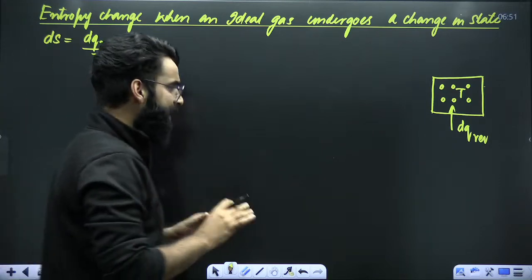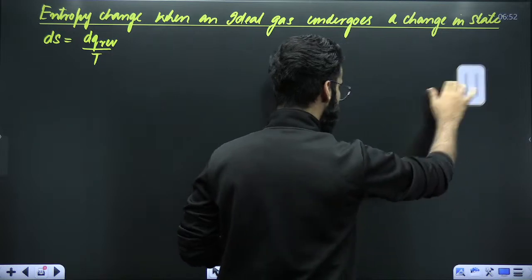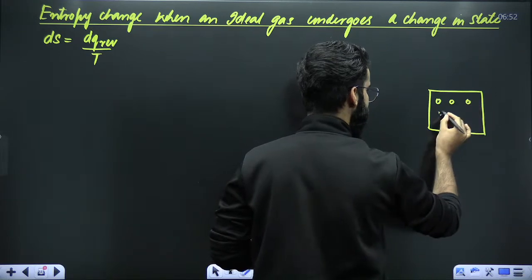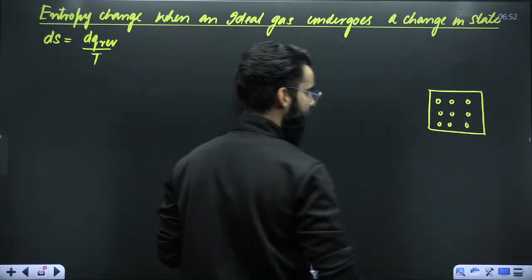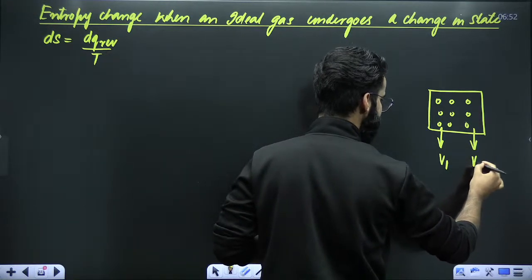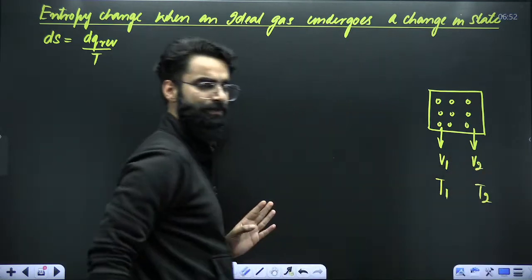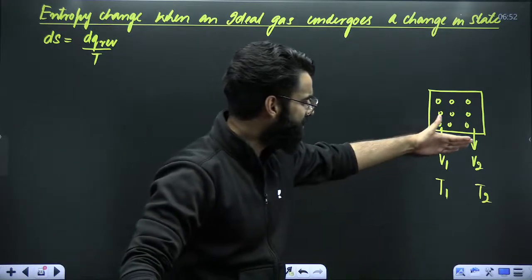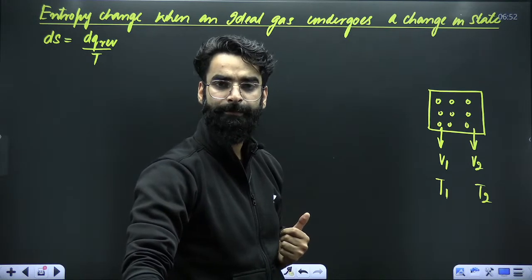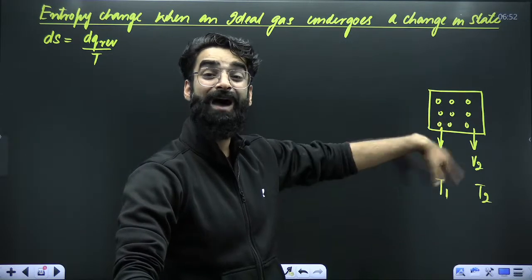Perfect. Now, my dear students, for example, I have got an ideal gas over here. The initial volume of the ideal gas is V1. The final volume of the ideal gas is V2. The initial temperature of the ideal gas is T1. The final temperature of the ideal gas is T2. Let's see exactly after changing these parameters what would have happened to the entropy of the gas. Let's get to know, on changing the volume and on changing the temperature, what happens to the entropy of the gas?